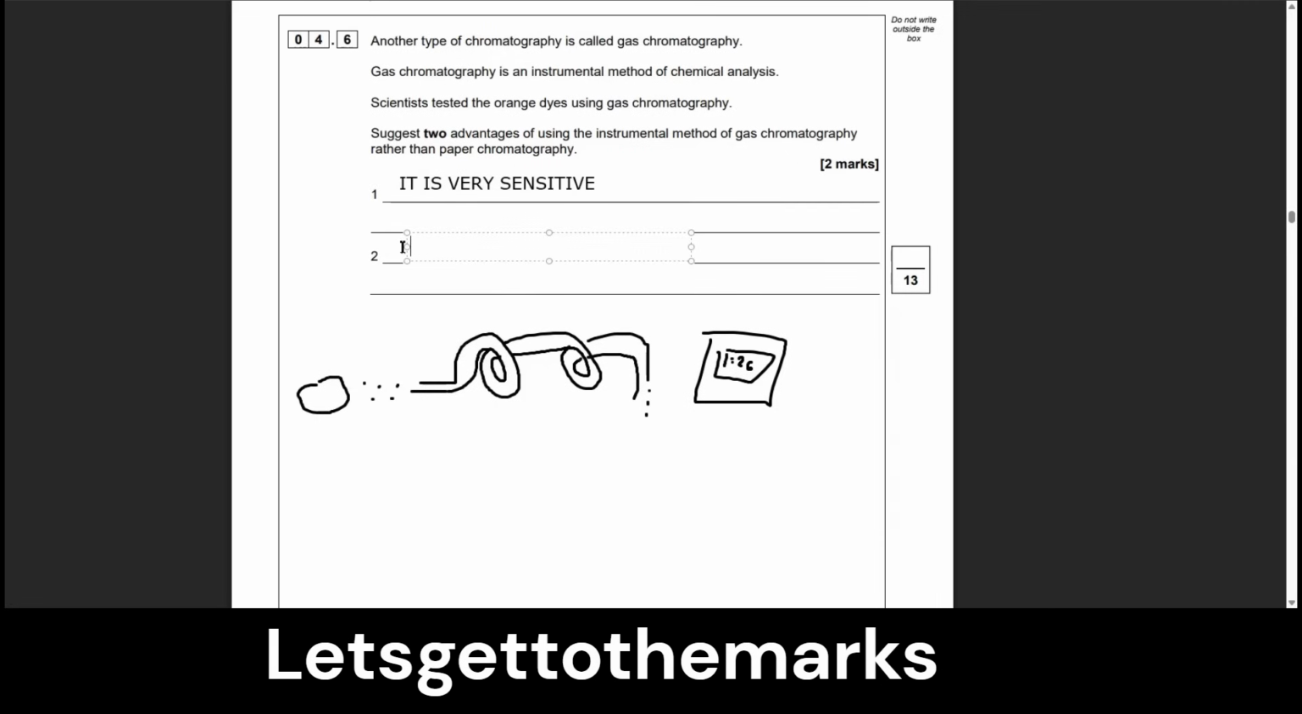It's also very accurate. So it's far more accurate. You're going to get a much more exact number than the RF value you get with chromatography. You're not doing centimeters here. You're talking really high levels of accuracy.